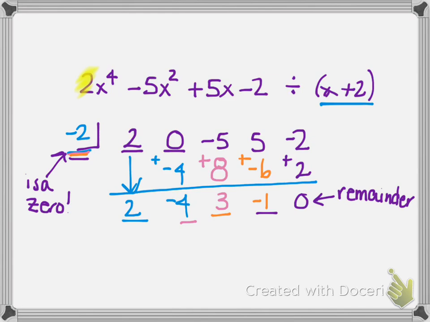My original problem started with that power of 4. So when I write my solution, we go to one less power. So I have 2 from right here, x cubed. I started with a power of 4, now I have a power of 3. Then -4, next power is power of 2, plus 3, power of 1, -1. So that's what's left over.